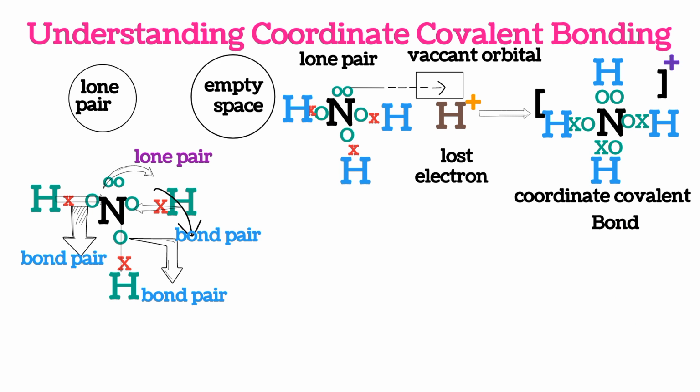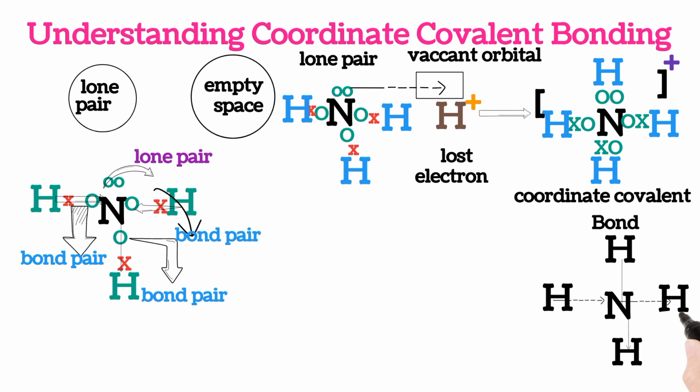We write the structure with a positive charge, so we have 3 covalent bonds in ammonium ion and 1 coordinate covalent bond. Note, this is the structure for ammonium ion with the positive sign. The positive sign is for all the elements in the structure.